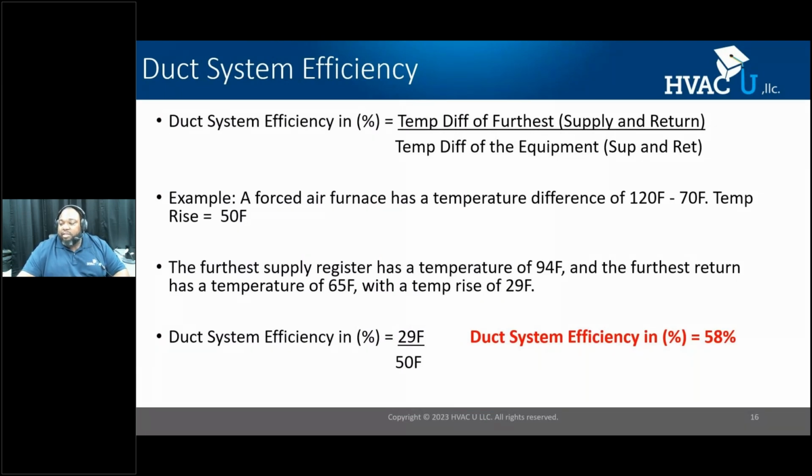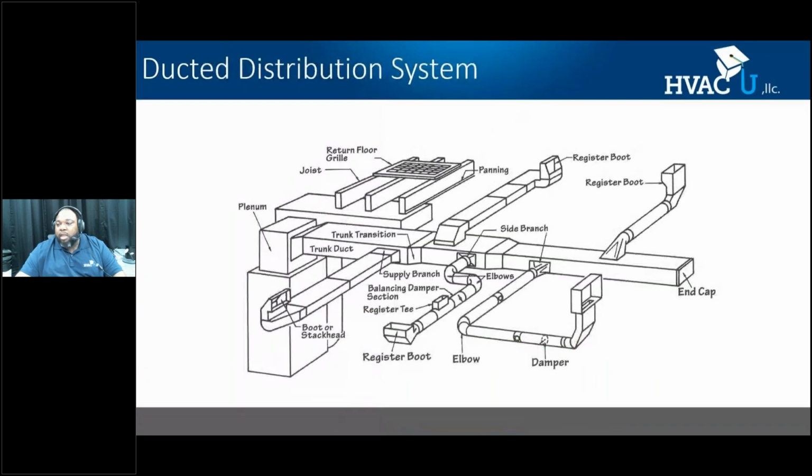The duct system efficiency formula is the temperature difference of the furthest supply and return, the furthest terminal unit of the duct system, divided by the temperature difference of the equipment. So the temperature difference, supply and return, of the equipment, and the temperature difference of the duct system. And we're going to ratio those and divide them. All right. So let's look at what we're talking about. So remember, my equipment makes my heating and cooling, and my duct system is going to travel that conditioned air to the appropriate place.